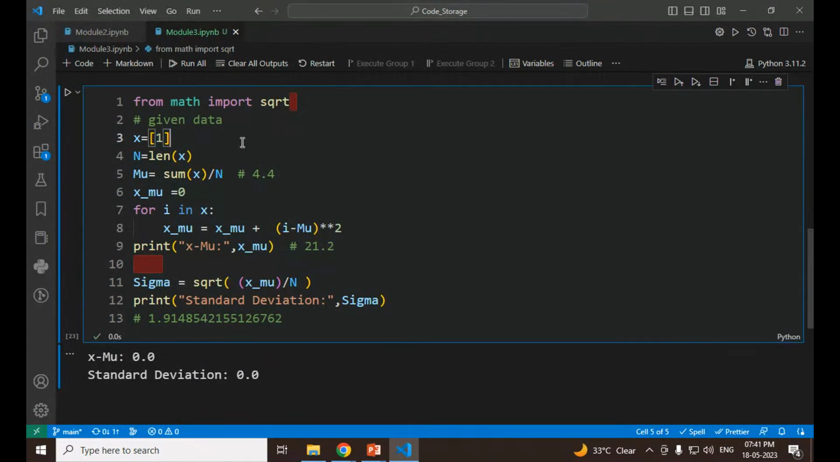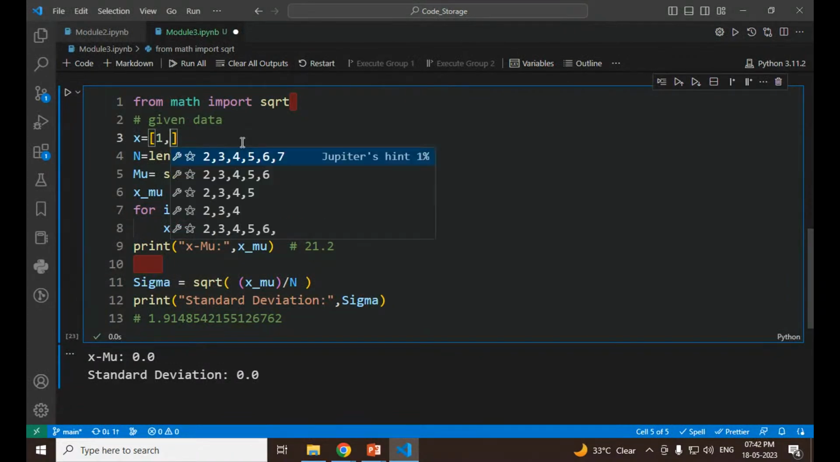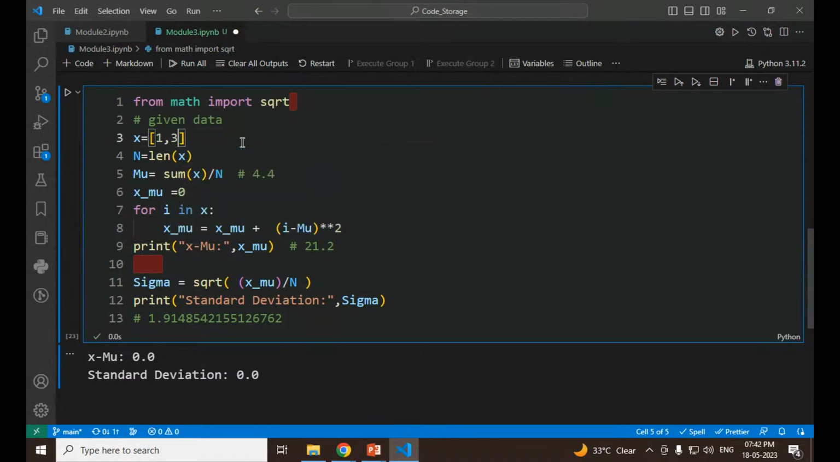Because there is no variation. If you get the second number as 2, then it is deviating by 1 part. One point one is varying. 1 minus 1 is 0. Correct. How about 3?